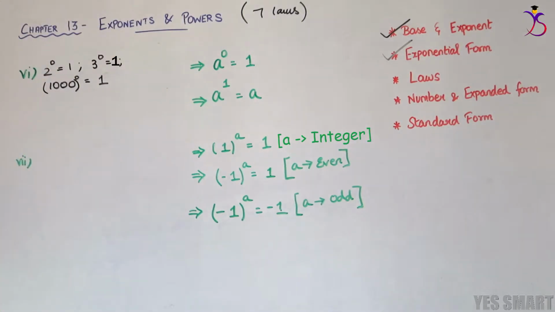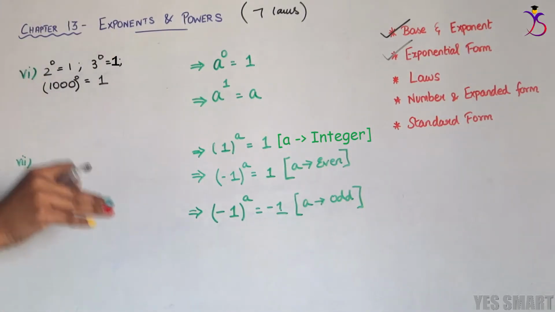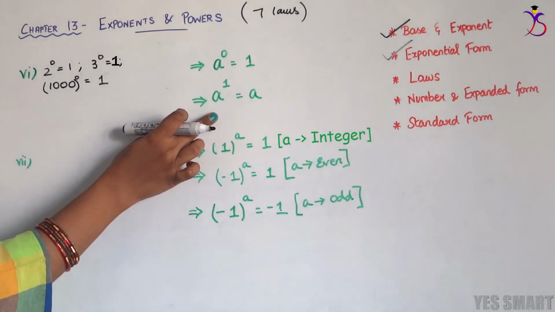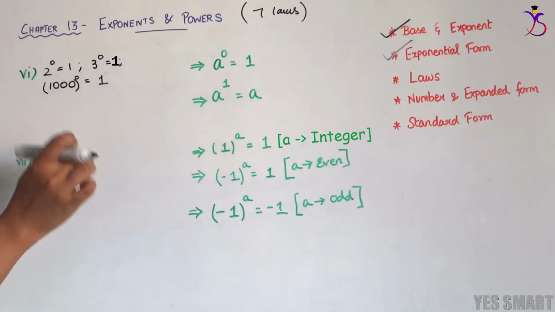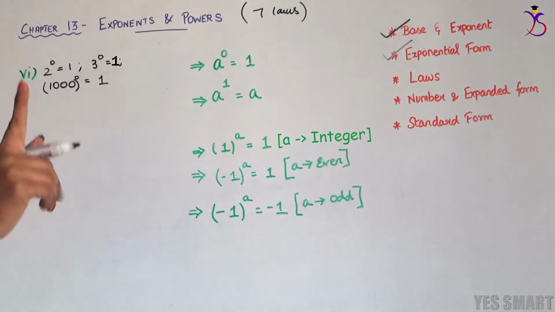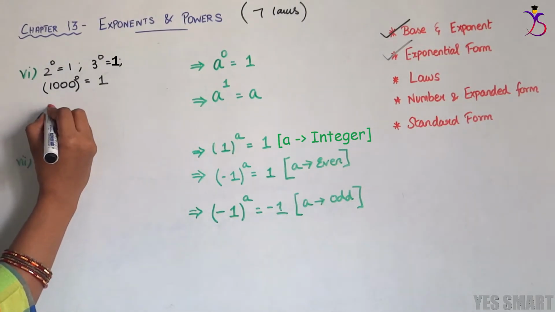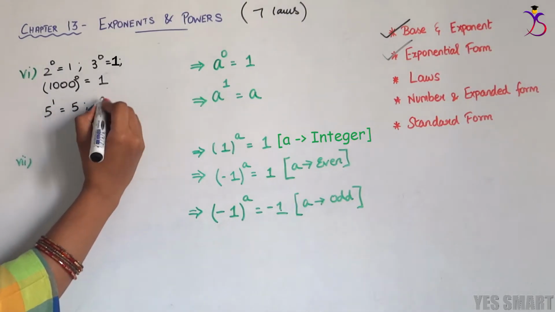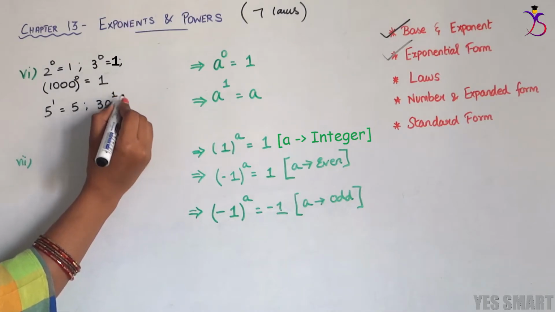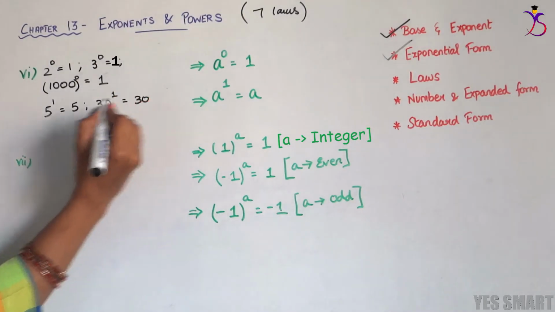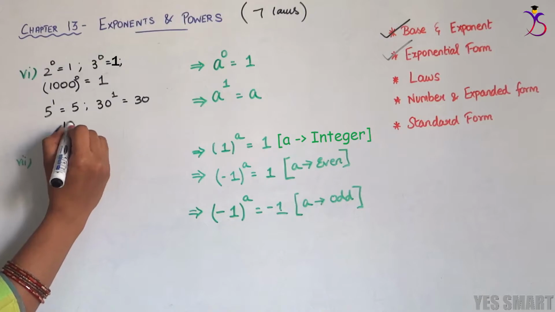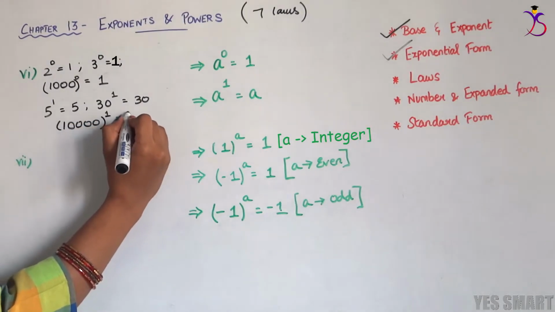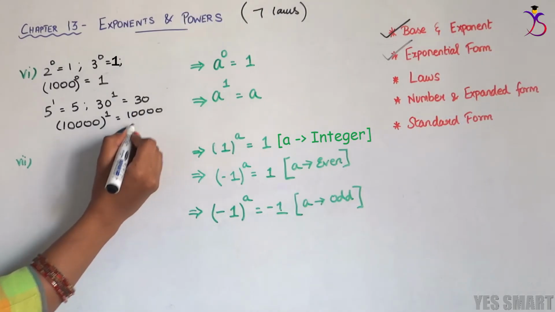Now moving on to the next subdivision, a power 1 equal to a. Any number to the power 1 is the same number. That's why the power 1 is not explicitly mentioned anywhere. For example, 5 power 1 equal to 5. So there is no need of representing 1 as a power. 30 power 1 is 30. Even 10,000 power 1 is 10,000. So any number power 1 is the same number.